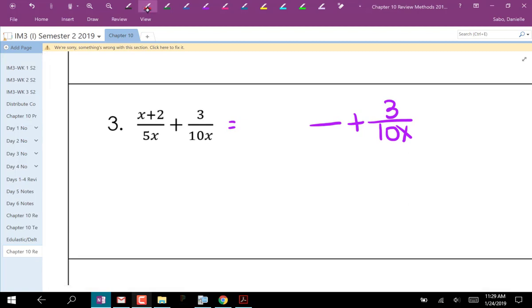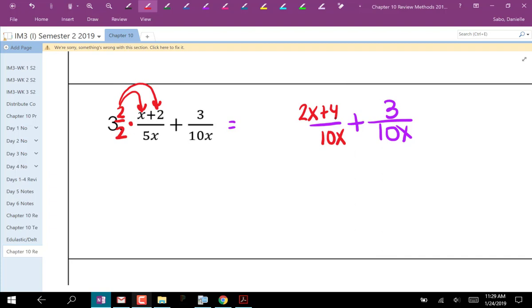What do I have to multiply the top and bottom by in order to get 10x here? 2. It already has an x, so I don't need an x. So I know it'll be 10x on the bottom because it's always going to be the same. Now we distribute. 2 times x gets me 2x. 2 times 2 gets me a positive 4. Are we okay there? Now we just combine and we're done.